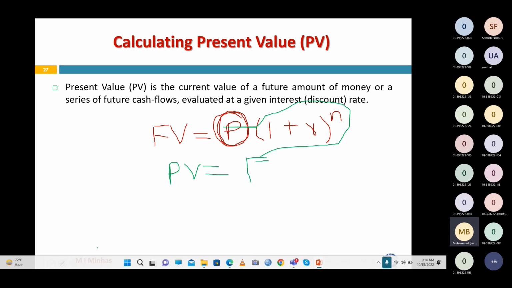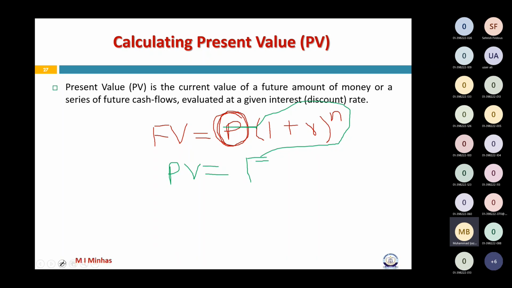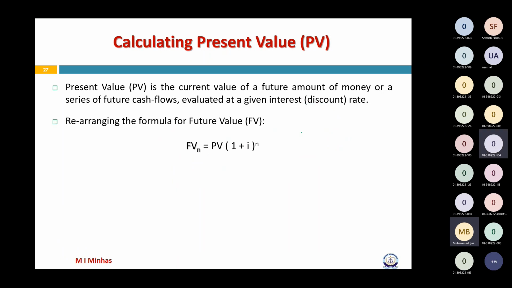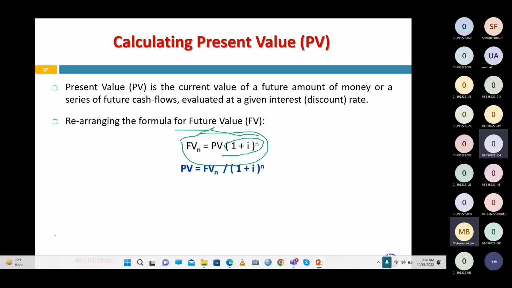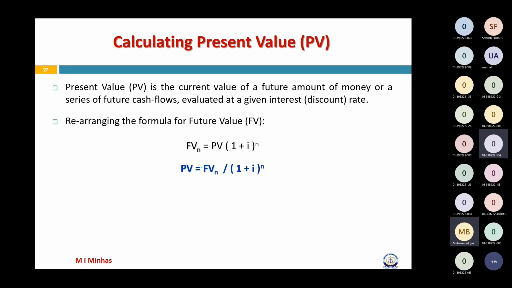So I'm just erasing this magical handwriting here because it's still difficult for me to write with the mouse. Okay, so rearranging the formula that we studied for future value: future value is equal to present value, or the principal amount, into 1 plus I raised to the power n. So I'll shift this term, 1 plus I raised to the power n, on the other side, and the present value becomes future value divided by 1 plus I raised to the power n. So this derivation is quite simpler, easier than what we did for finding the future value in the last class. So this is very simple.